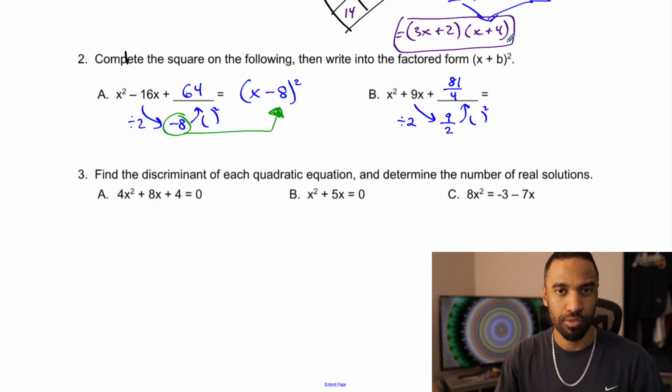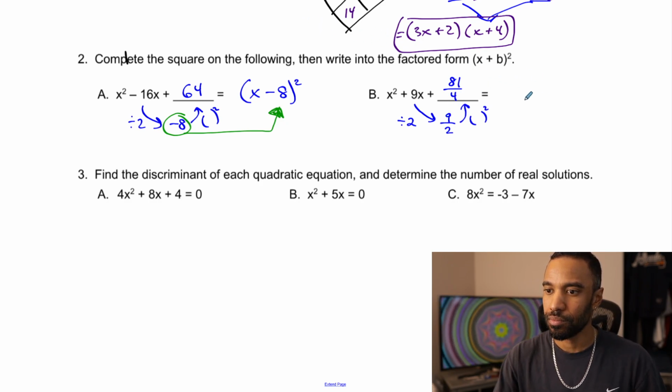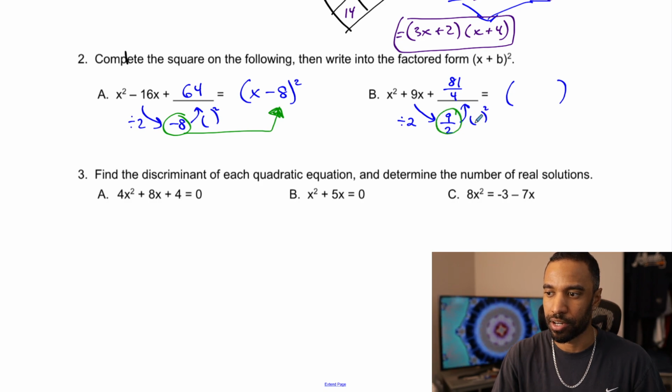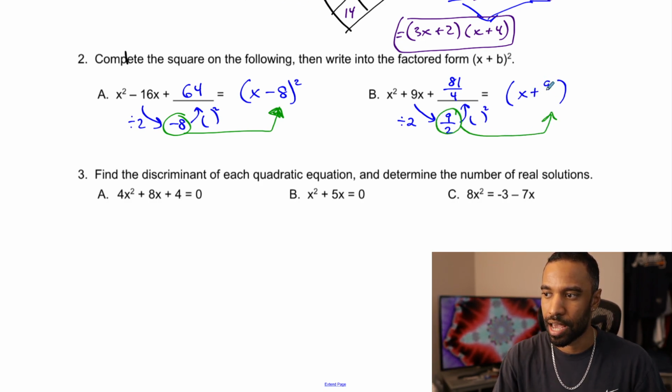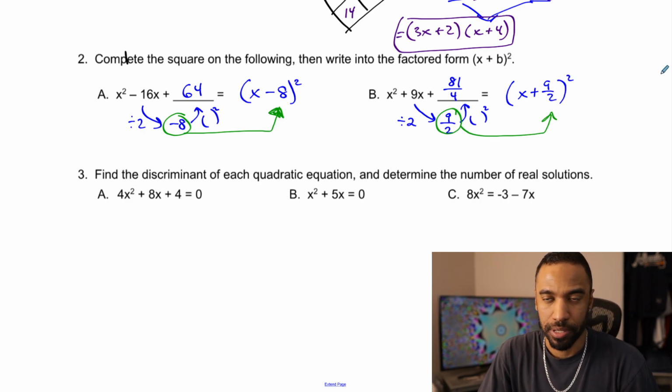Yes, it's 20.25. This is 4.5. I'm not going to play with that right now. But let's factor this. What two numbers multiply to make 81 over 4 and add to make 9? Well, it's this 9 over 2. This is the number here, and it's positive. So I'm going to write x plus 9 over 2 quantity squared, like that. And that completes the square there.